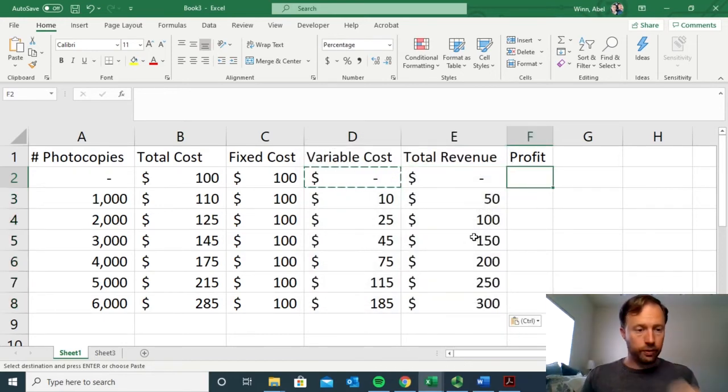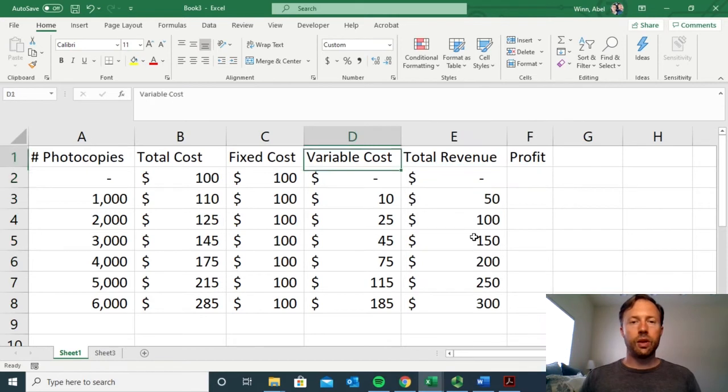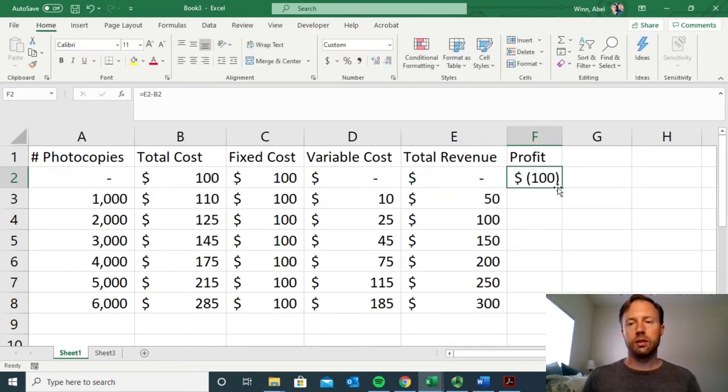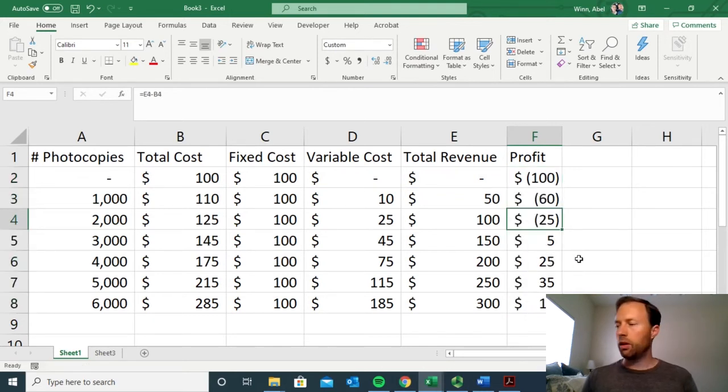Copy the format over. All right, so now we've got the total cost in this column, total revenue in that one, and profit is just total revenue minus total cost. So there are the numbers to fill in for that column. Okay, so that is part A.